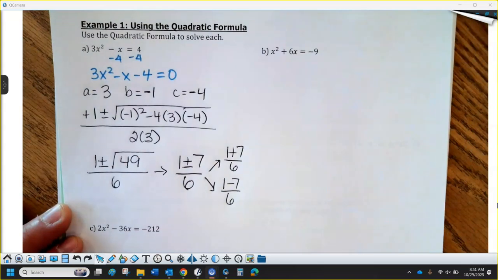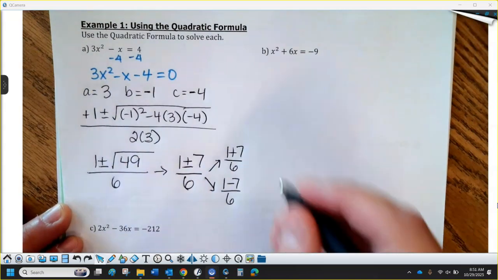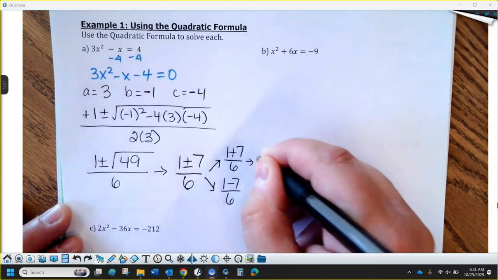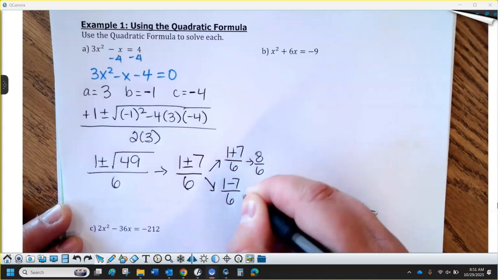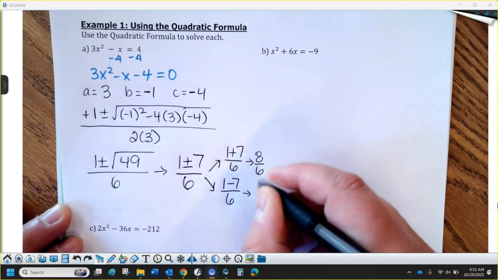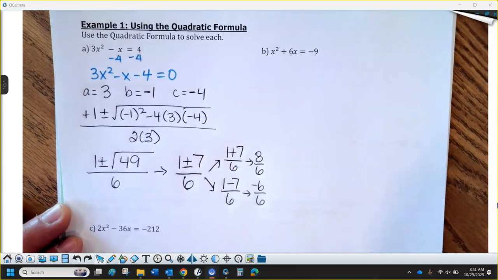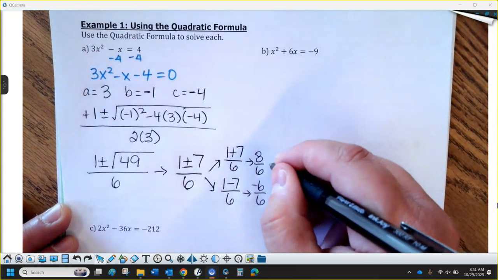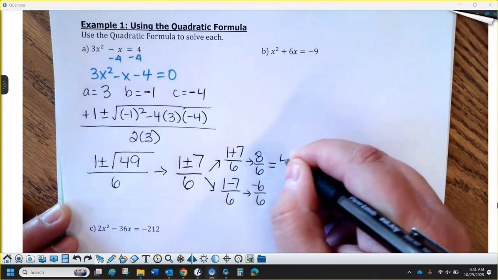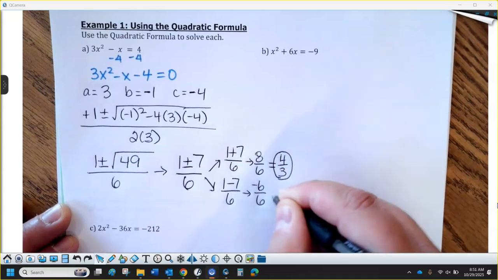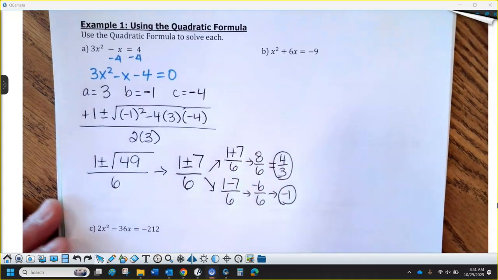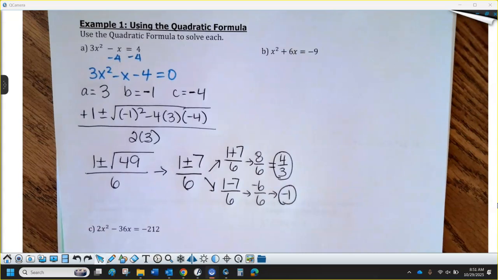But you can actually add and subtract 7 from that 1 on the top. Now, this one right here would end up being 8 over 6. This one right here would be -6 over 6. I'm kind of bleeding into this next question. And if I reduce this fraction, this one would be 4 over 3, and this one would be -1. So those are my 2 answers there.